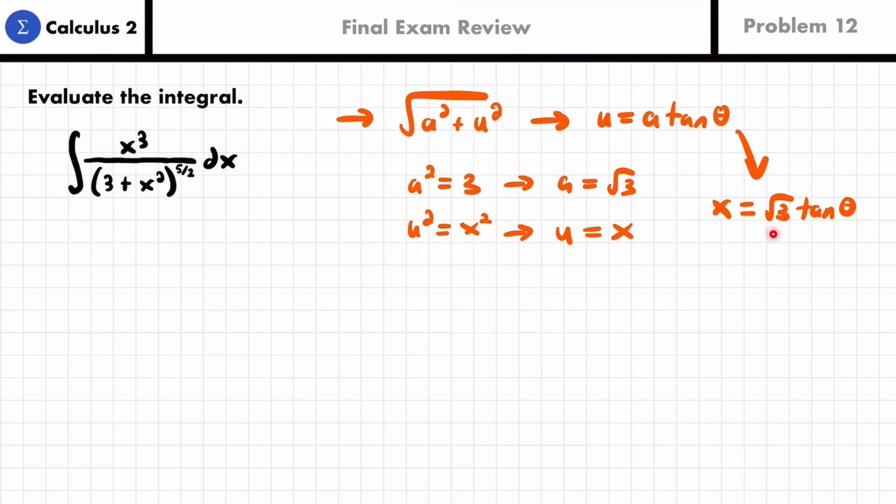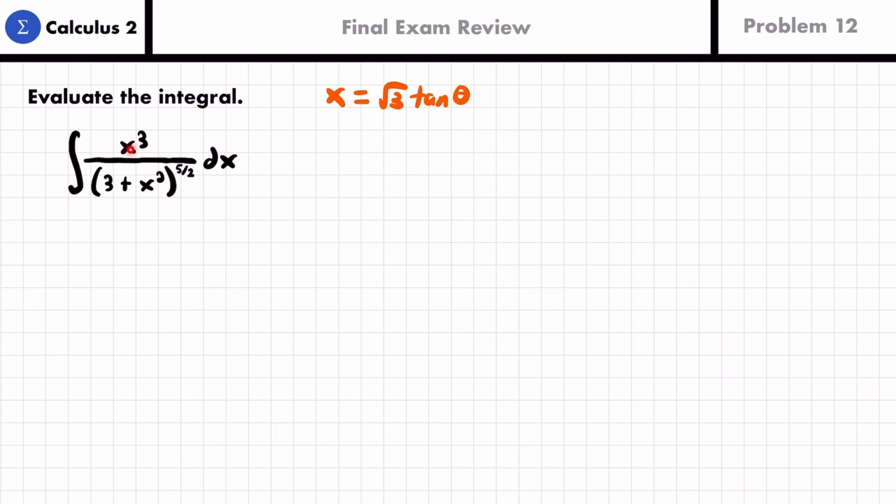This is the substitution that we are going to use. And so let's work with that. We are going to replace x in this integral with this expression, and so we will be rewriting the integral in terms of theta instead of x. So we also want to rewrite dx in terms of theta. To do that, we need to take the derivative of our substitution here.